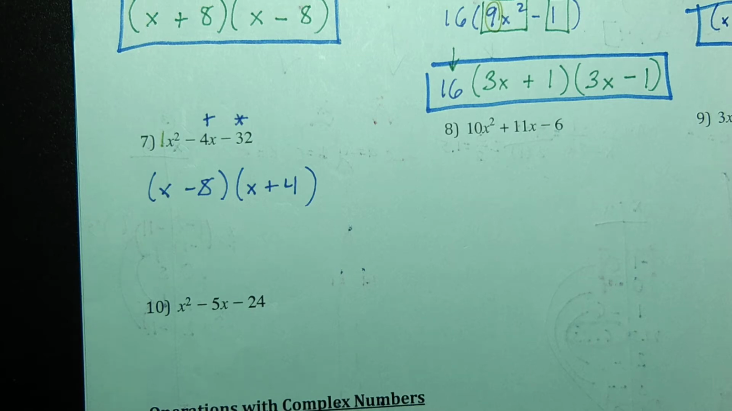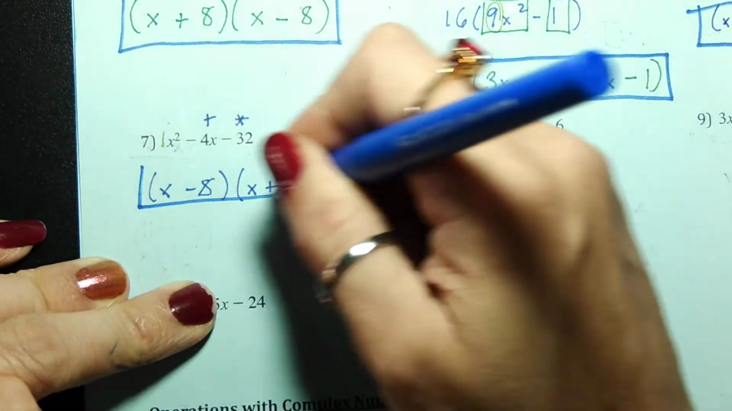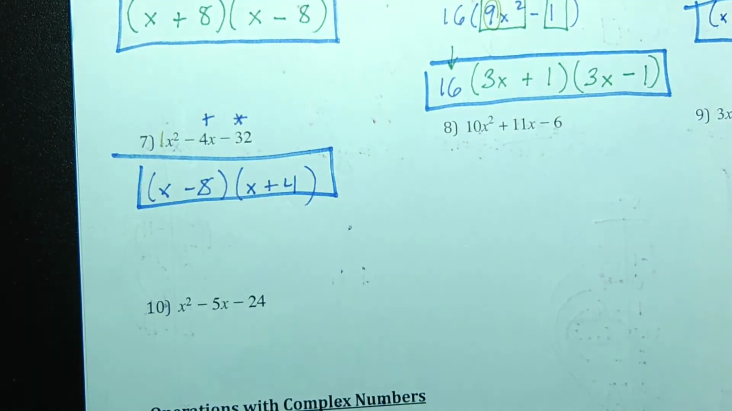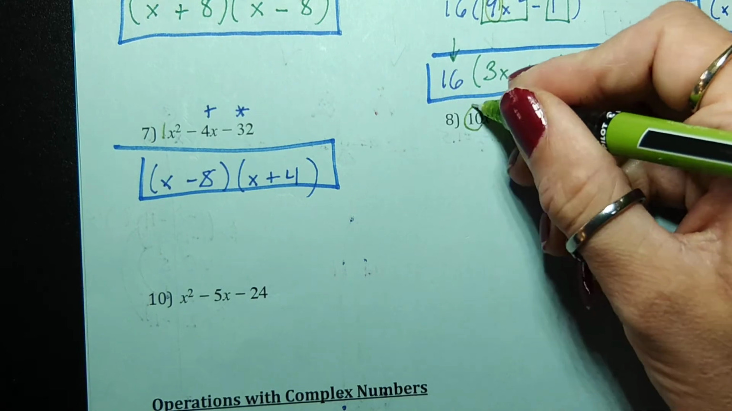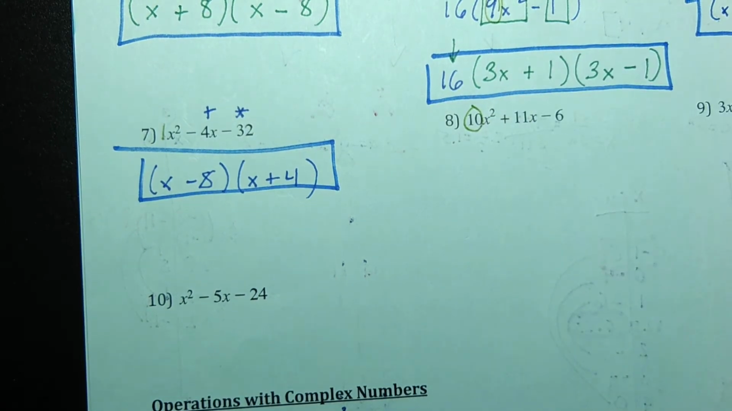So those would be your factors for this one. A product of negative 32 and a sum of negative 4. On the next problem, do we have a GCF? Nope, that is unfortunate. So we are left to deal with this a value by doing the x method.